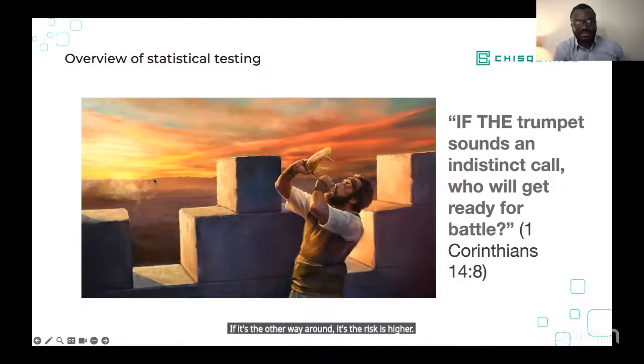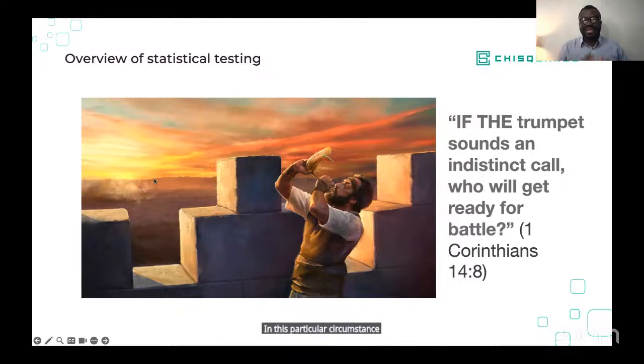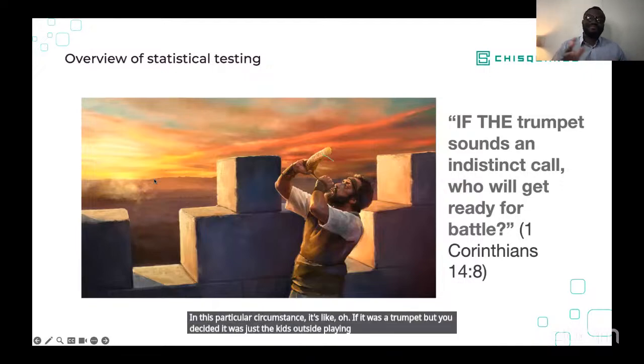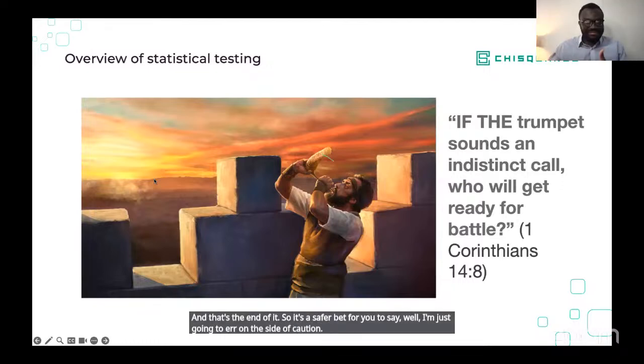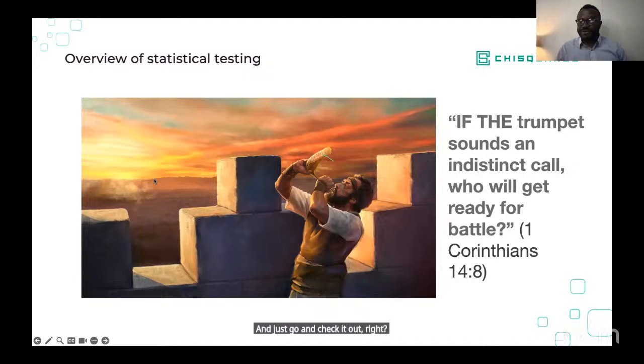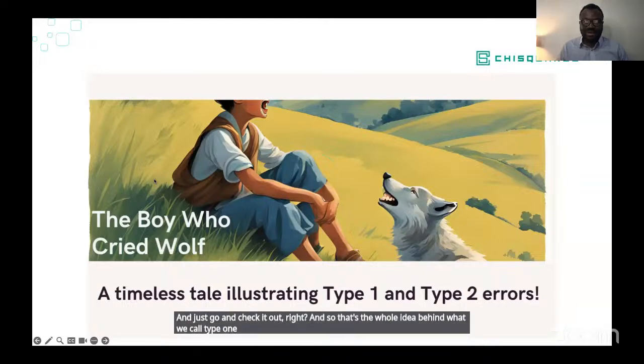Exactly. And now the point is that the consequences vary from circumstance to circumstance. In this particular circumstance, if it was a trumpet but you decided it was just the kids outside playing, well, before you know it, the Roman armies will come and kill you right there in your house, and that's the end of it. So it's a safer bet to say, well, I'm just going to err on the side of caution and go and check it out, right? And that's the whole idea behind what we call type 1 and type 2 errors.